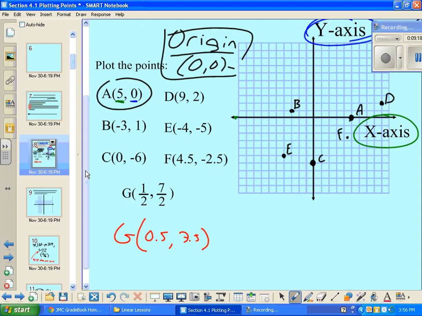So in this case, the x-coordinate is 0.5, so that's just over a half, and then up 3.5. So 1, 2, 3, and then again just a little half. So right there in the middle of that square is where G is. So there's a little review on plotting points, something we'll need down the road when we start graphing equations.